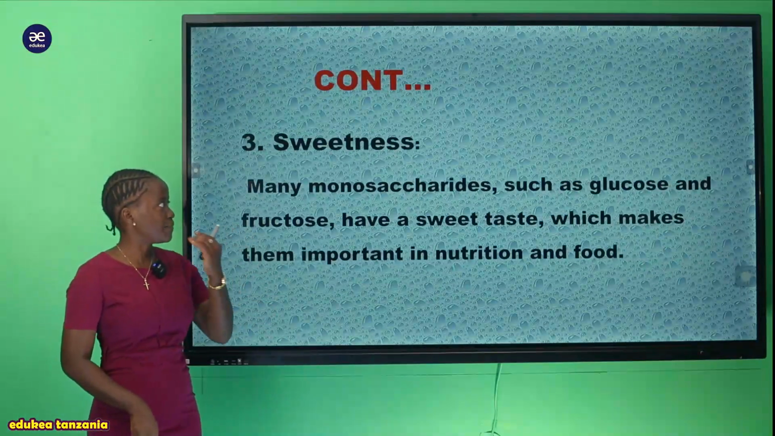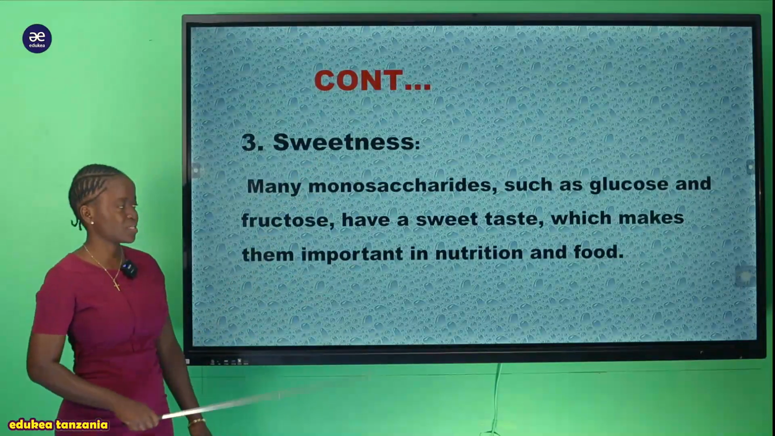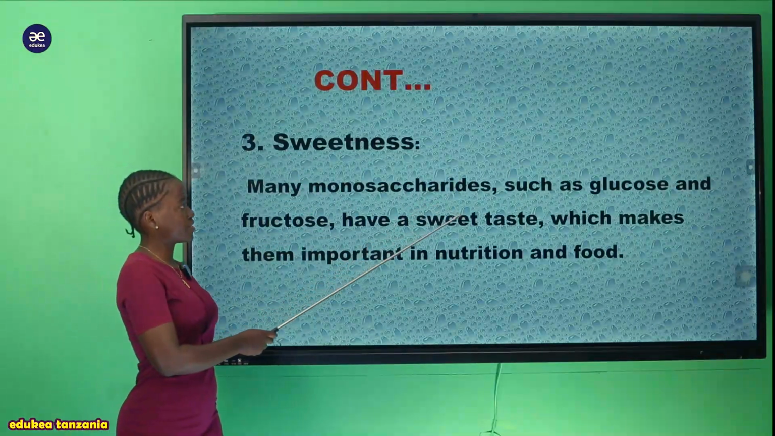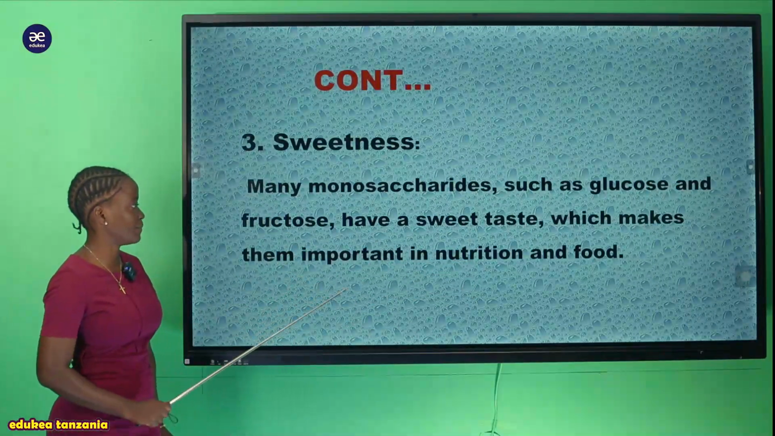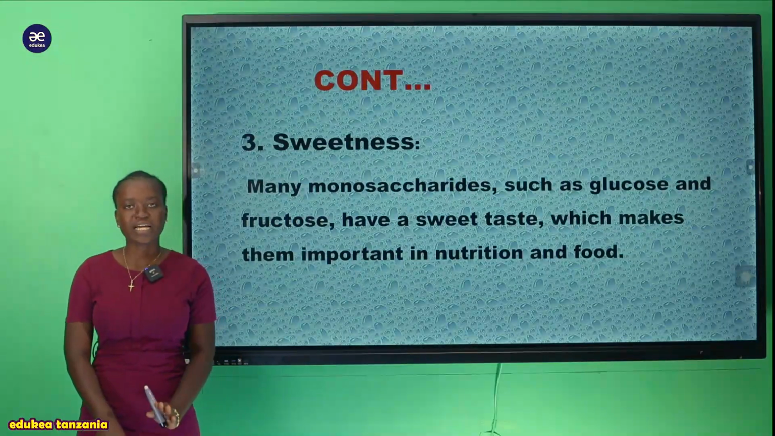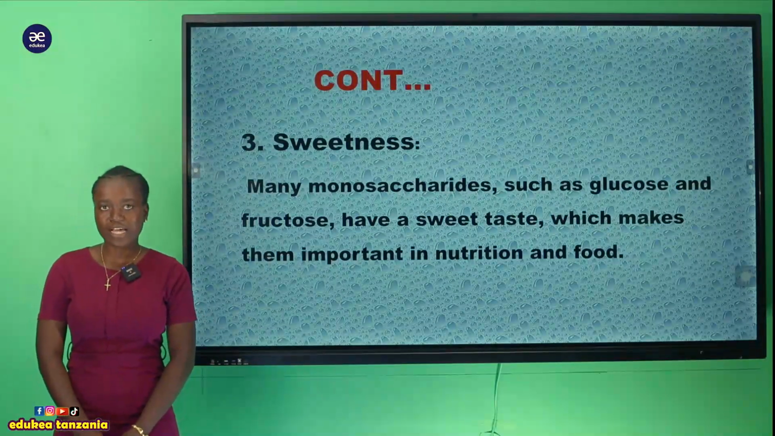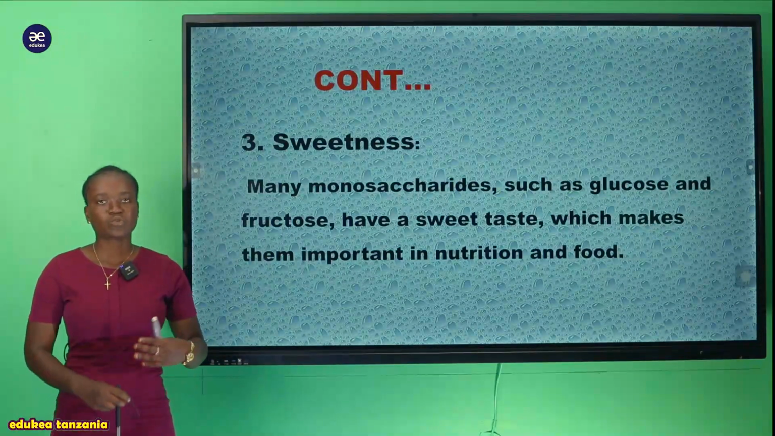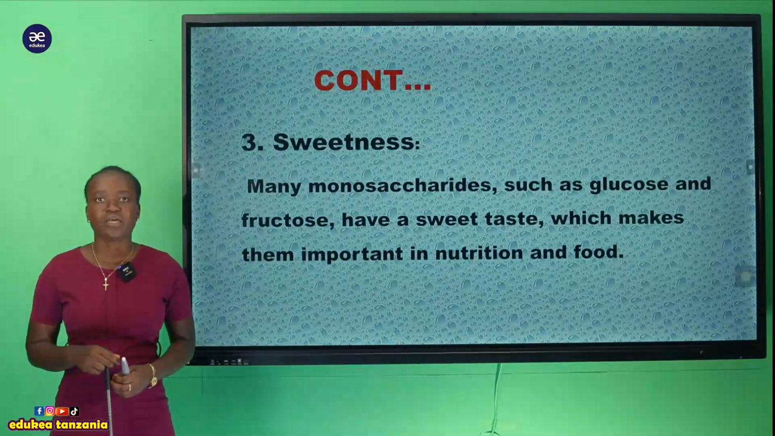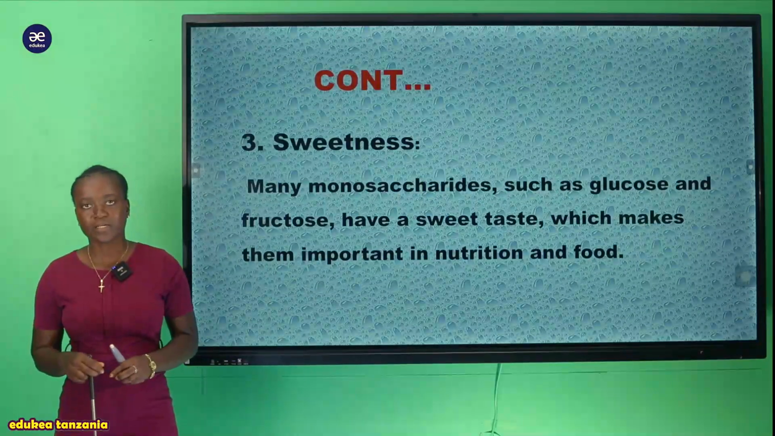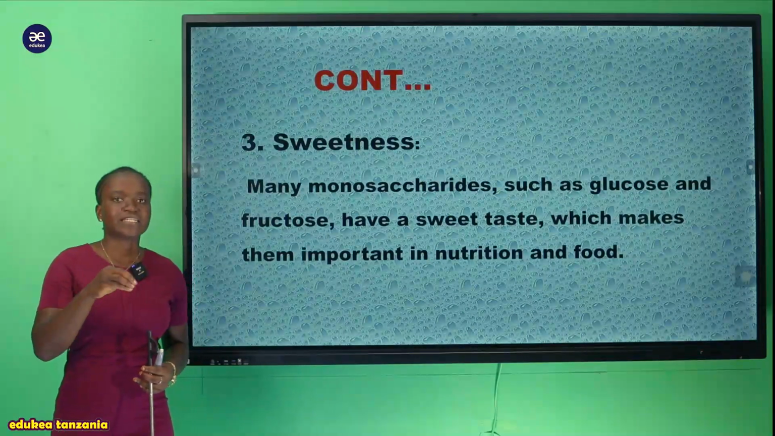And we have another importance of carbohydrates, or importance of the monosaccharide, that is the sweetness. Most carbohydrates such as glucose and fructose have a sweet taste, which makes them important in nutrition and food. So if you look at these monosaccharides, for instance glucose and fructose, remember fructose occurs in ripening fruits, fruits which have ripened. For example, we are talking about ripening mangoes, the ripening banana and so on. The sweetness which is found within a banana is the fructose.